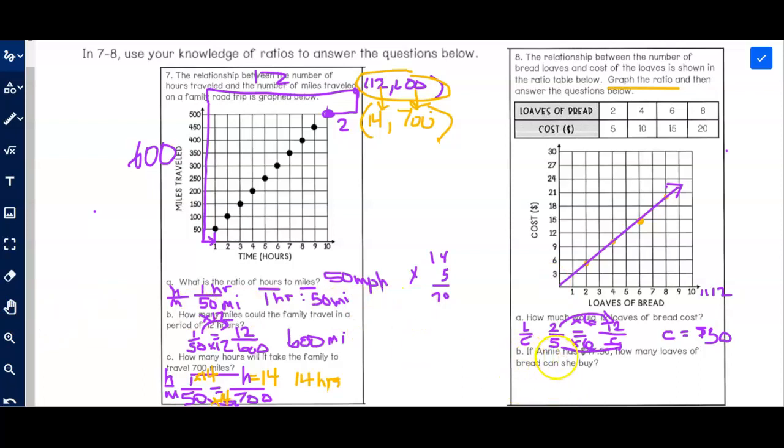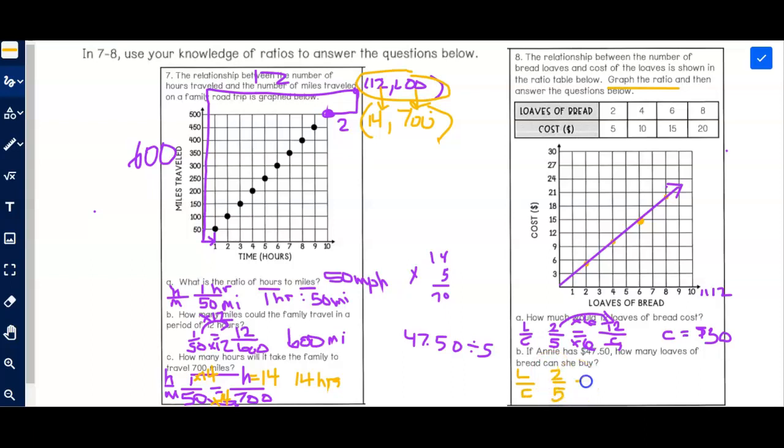The next one says if Annie has, let me erase that because I can't see it, $47.50. How many loaves of bread can she buy? So we are going to use that ratio again, loaves to cost, to figure this piece out. So loaves to cost, which was 2 to 5. That was the pattern they gave us, so we're going to stick with that.